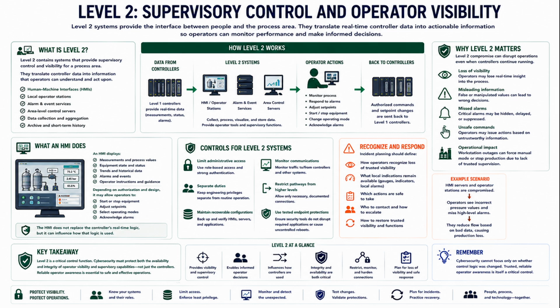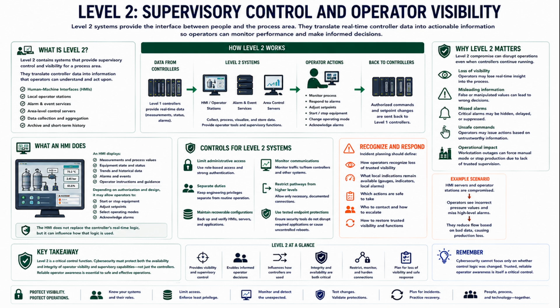Level 2 contains the systems that provide supervisory control and visibility for a process area. Human-machine interfaces, local operator stations, alarm services, and area-level control servers are commonly associated with this level. They translate controller data into information that operators can understand and act upon. An HMI displays measurements, equipment state, trends, and alarms.